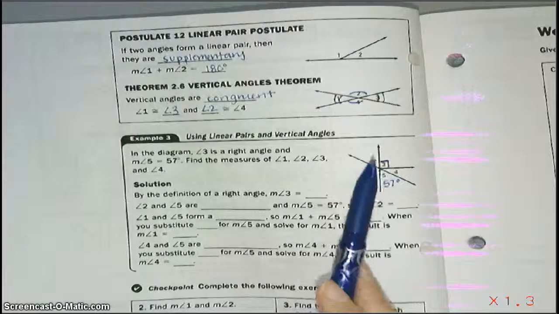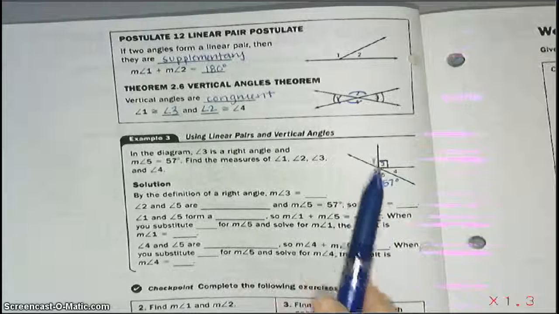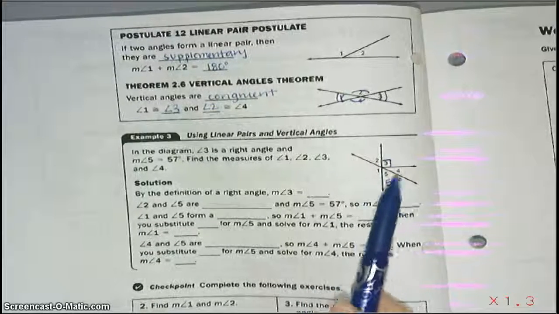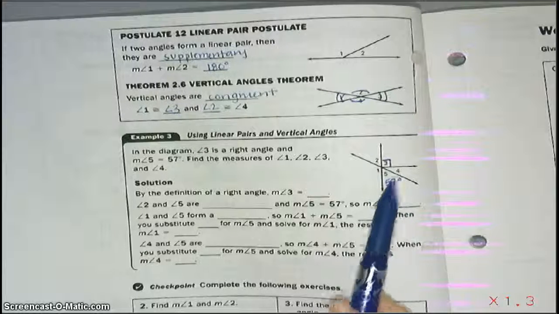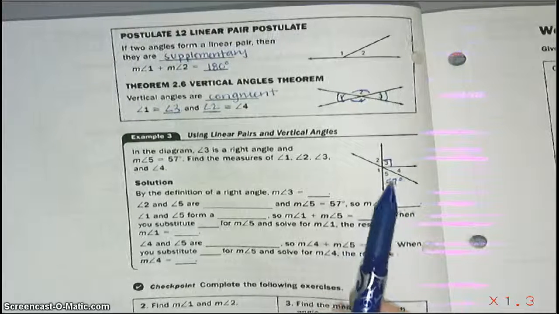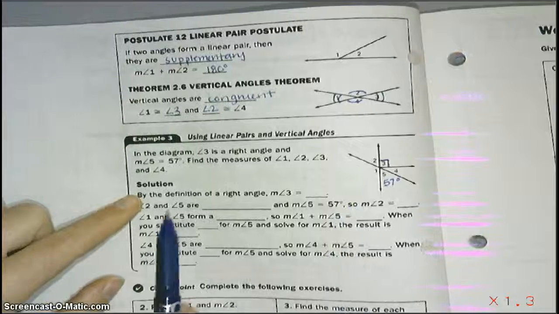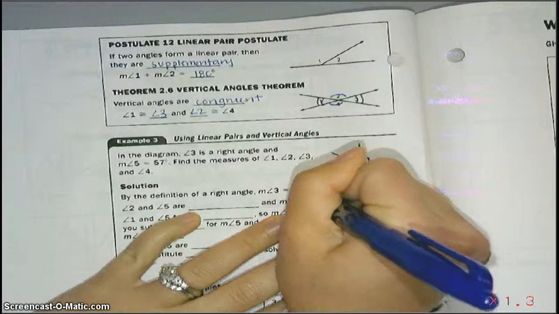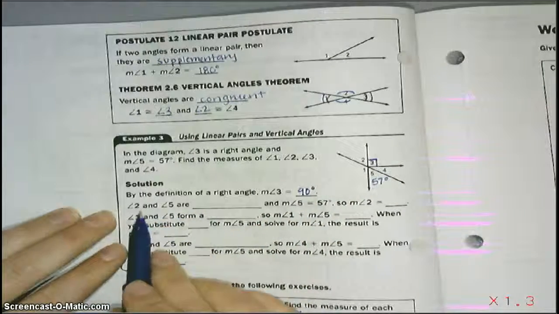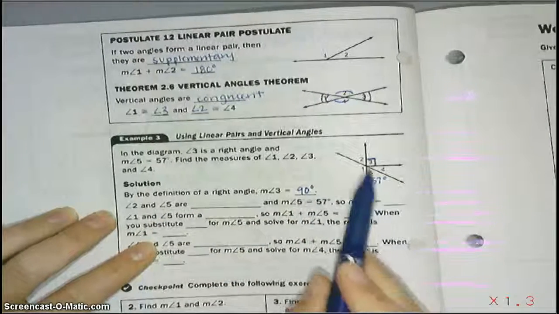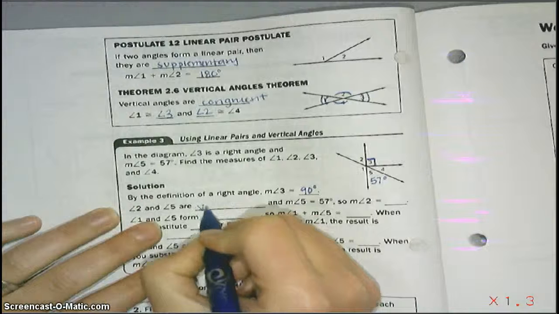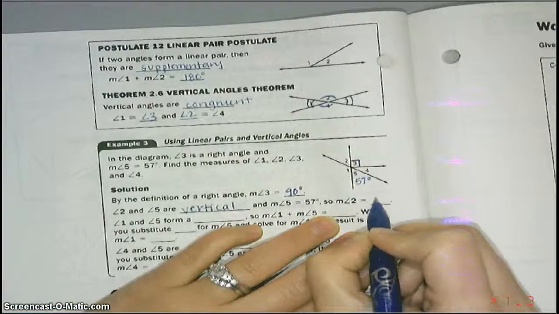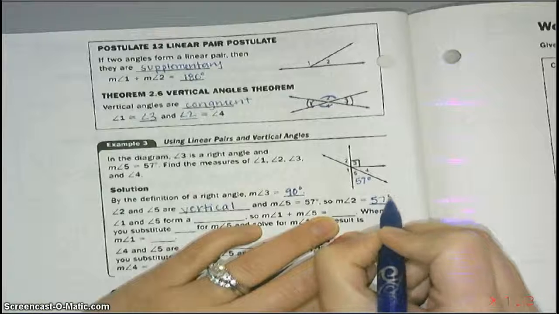You might be able to go at it because you might notice that 2 and 5 are vertical, 2 and 1 are supplementary, and I bet you 4, 5, and 3 are also supplementary. Or, well, I won't get ahead of myself. So, by the definition of right angle, we know that the measure of angle 3 is 90 degrees. Angle 2 and angle 5, those are vertical angles. They're across from each other, so they are going to be congruent. Therefore, angle 2 is also 57 degrees.